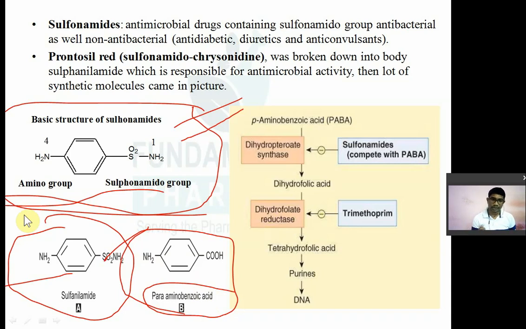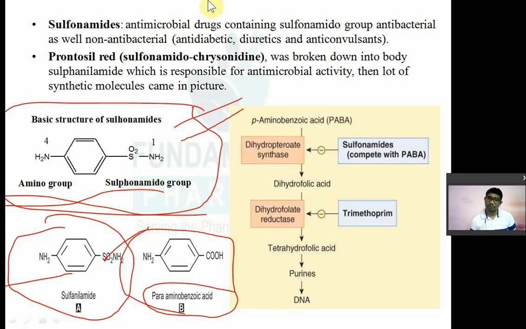Now होता क्या है कि precursor जो है para-amino benzoic acid और आपका जो सल्फर ड्रग्स है, so they have similar structure. So in place of para-amino benzoic acid वो sulfonamide वहाँ पे जाके बैठे, and because of that false precursor what will happen, they will not be able to synthesize the folic acid. That's how they will act.